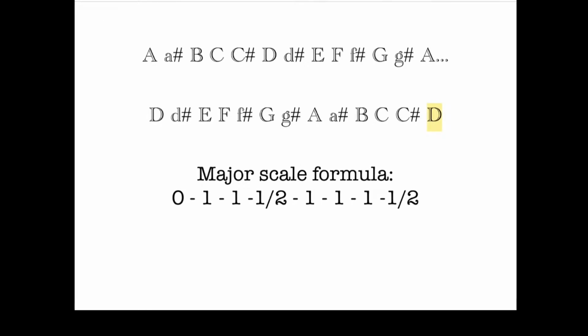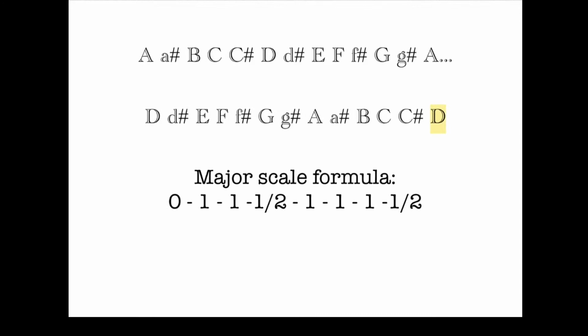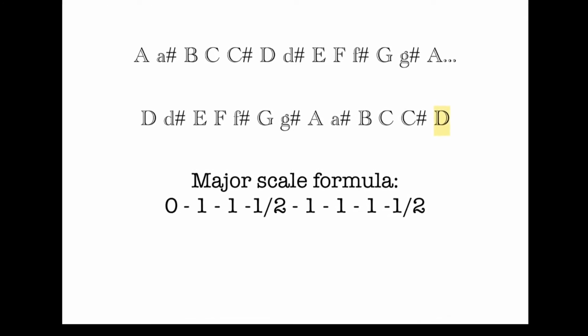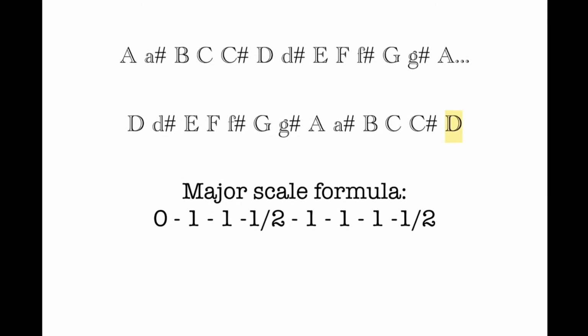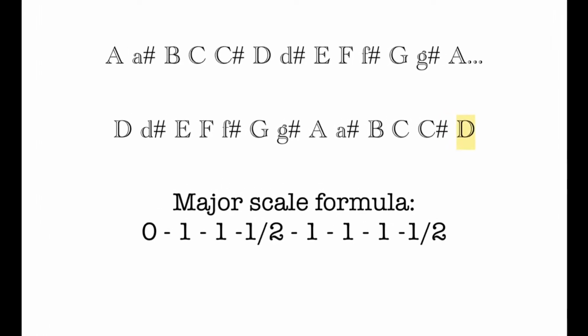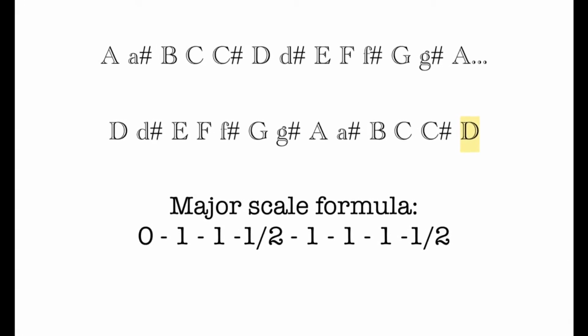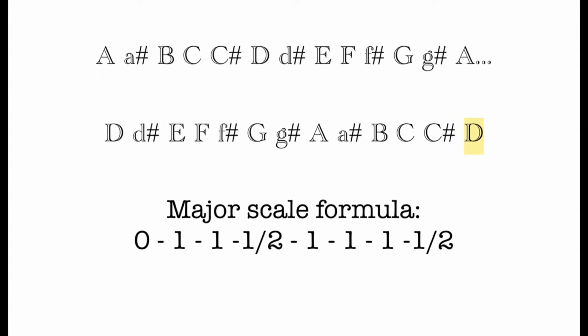Alright, now we're to the important stuff. This I like to call a major scale formula. Now, what it's saying is 0 is the note that you're starting on, and then you're going to move up one whole step, so 2 half steps make a whole, and then another whole step, and then a half, and then a whole and a whole and a half.